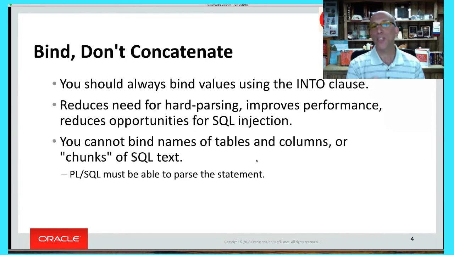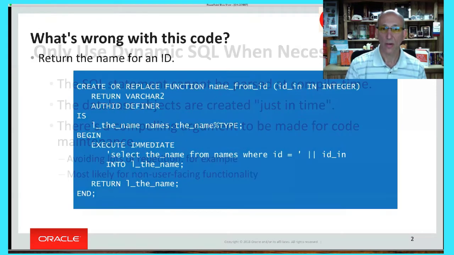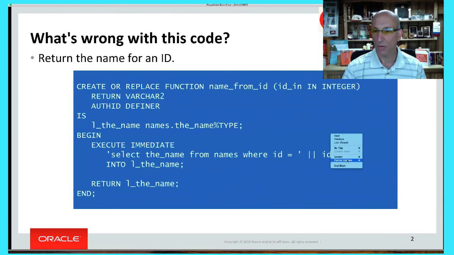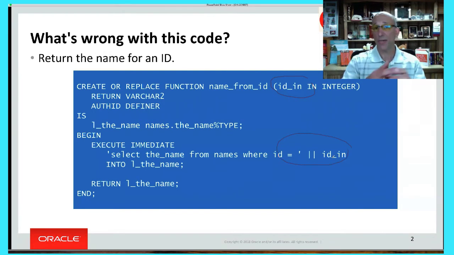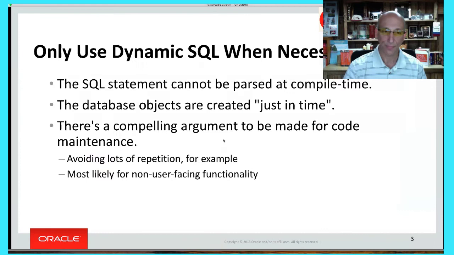So one of the most important things to remember with dynamic SQL, assuming you actually need to use it, is you should almost always, whenever possible, bind variable values into your SQL statement, not use concatenation. Here, for example, I've got an ID coming in, and I'm concatenating the value to the string. I'm creating that single long string, and then I'm executing it with the execute immediate statement, which is a part of native dynamic SQL. What's wrong with that?